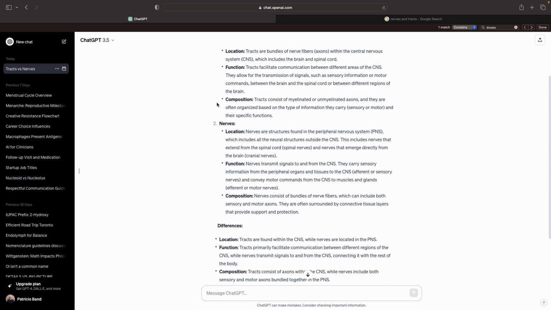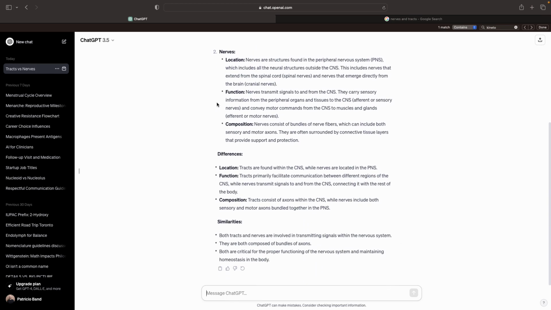I'm assuming these are electrical, but nerves could be also chemical. So those are electrochemical, perhaps. But tracts are electrical only. So the differences: tracts are found within the CNS, but the nerves are in the PNS.